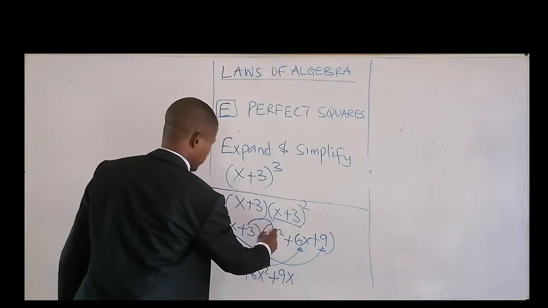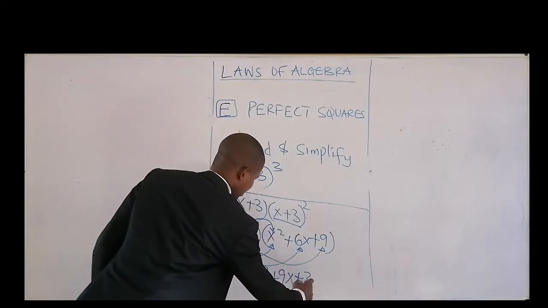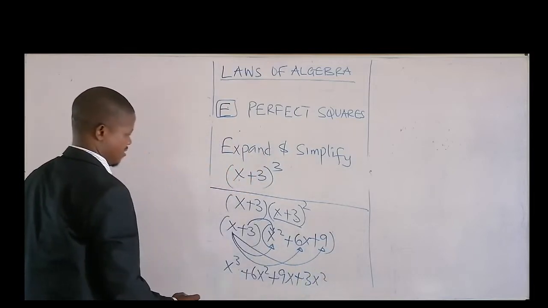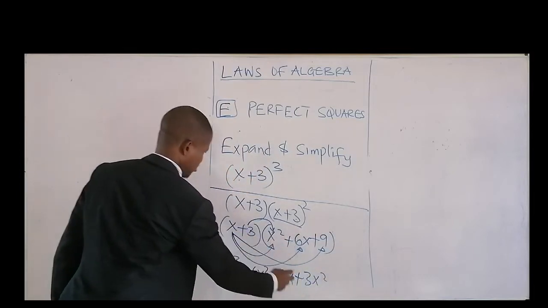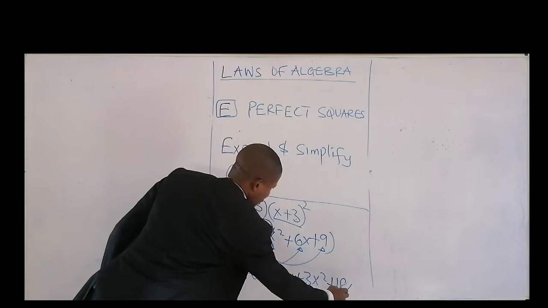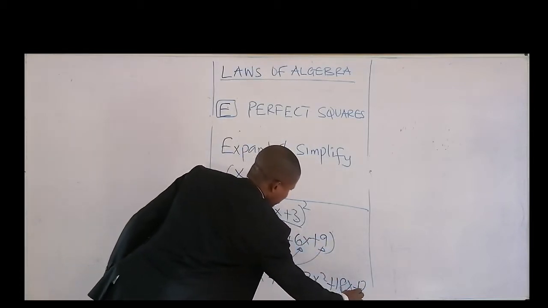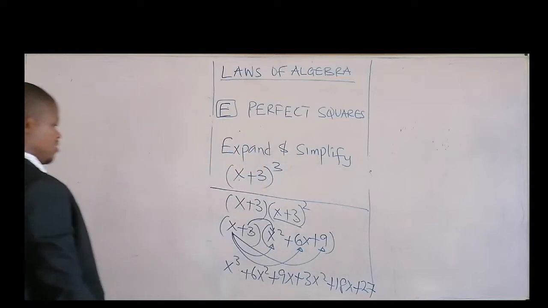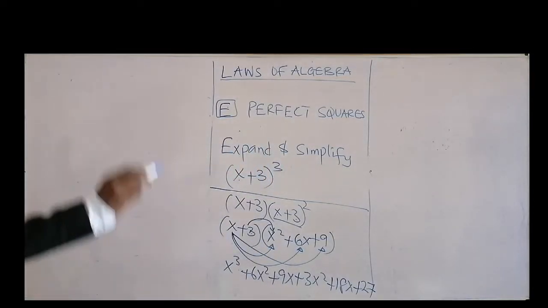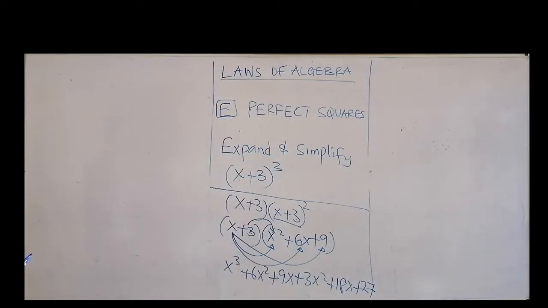Then this one times this one, that's plus 3x squared. Then again this one times this one, that's plus 18x. And finally this one times the last one, plus 27. So the next thing to do now is to arrange the terms.